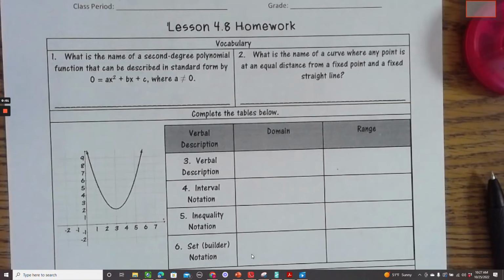This video is for lesson 4.8 homework. So we're doing domain and range in all the different forms today. So it's exactly like what you did yesterday. We're just writing it in each of the forms that we can use.